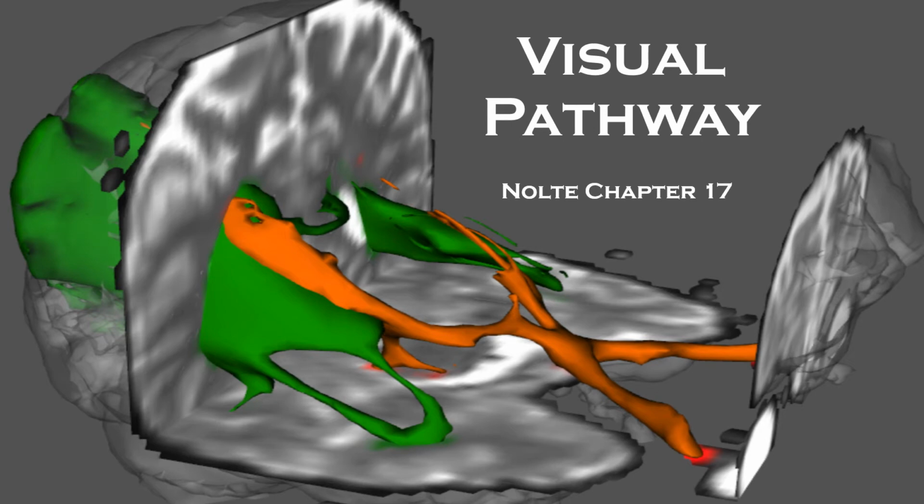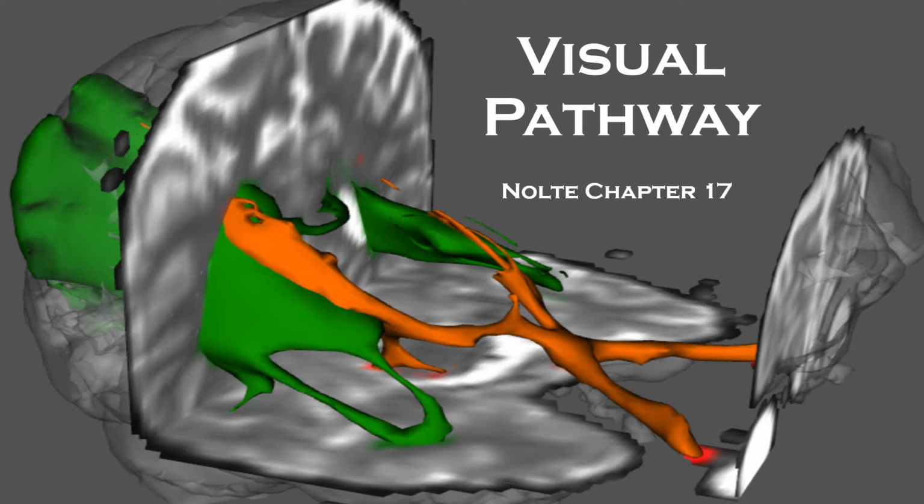Visual pathway. So Nolte chapter 17, and this is a pretty cool looking picture if you ask me of a functional MRI, and we can see the optic chiasm here. Okay, so these are the eyes, and this is the back here, that occipital lobe back here where things are kind of ending up from the visual pathway.